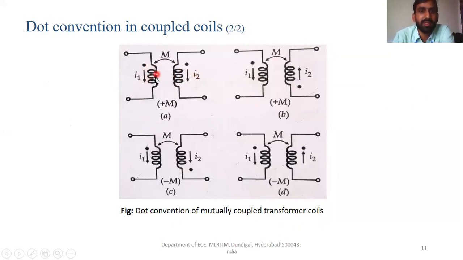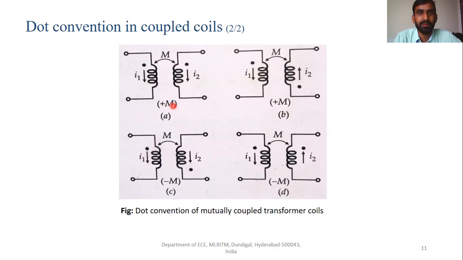So here you can see in coil 1, the dot is placed on the left side of the coil, at the top, right? And here also the dot is over here. Here the mutual inductance is positive, plus M. So why? Because in this case, the current is leaving the dot in both cases. In the left side of the coil also the current is leaving the dot, and in the right side of the coil also the current is leaving the dot in figure A. So that is the reason why the mutual inductance here is positive, plus M.